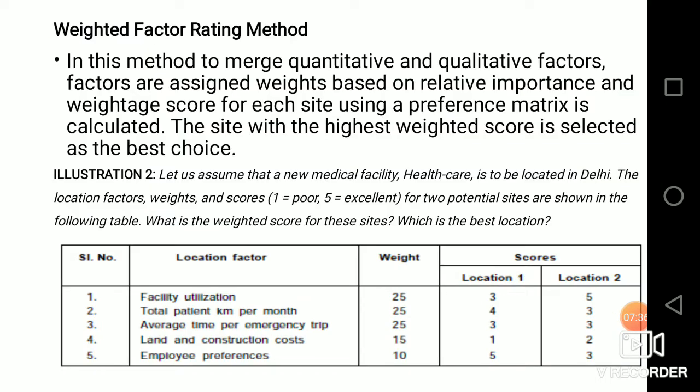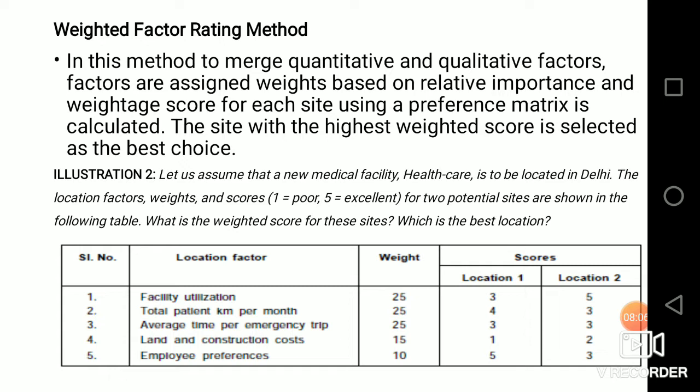Next we are going to see the weighted factor rating method. This we know very well, and we already learned it earlier in demand forecasting. In this method we are going to merge the quantitative as well as the qualitative factors, and assign some weight to each factor with respect to its importance, the most important or prioritized one. Then we add up like the previous one.